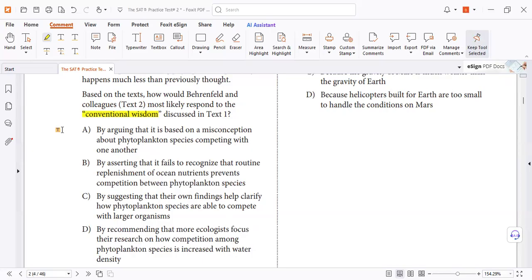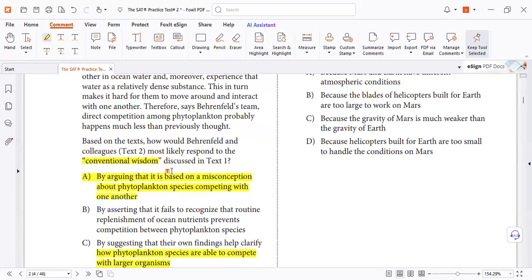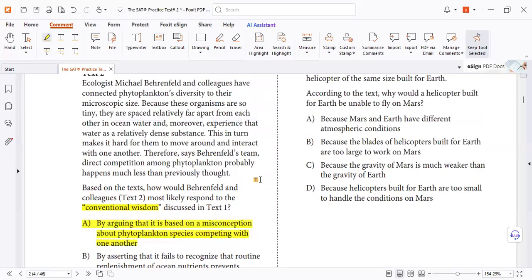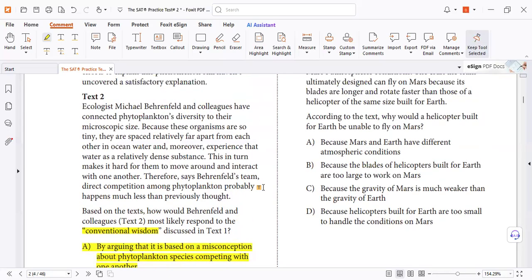Letter C. Letter A. You said letter C. Their own findings. Text 2 said about 1. Help clarify how phytoplankton species are able to compete. How? So clarify how they compete? Or he said it's a misconception. What does misconception mean? People don't understand. It's about guessing, misunderstanding.